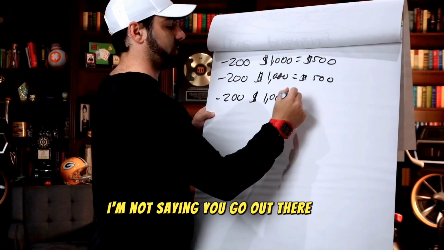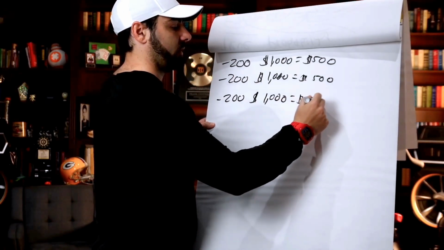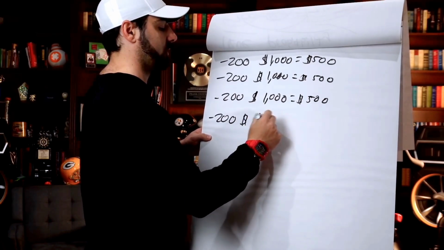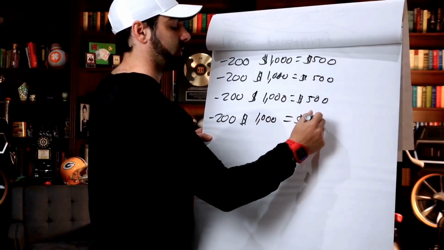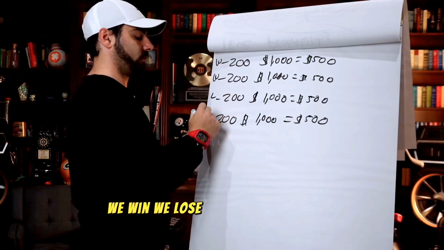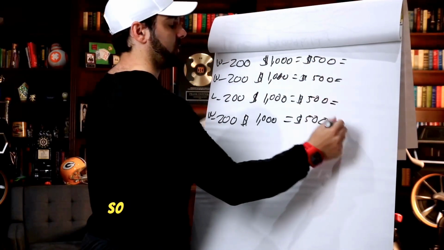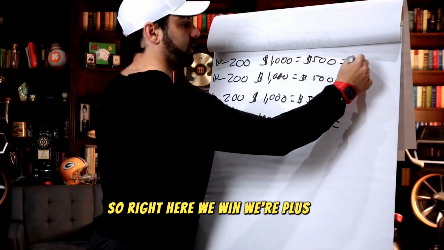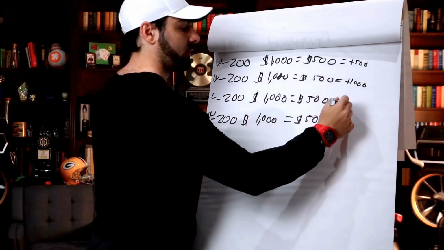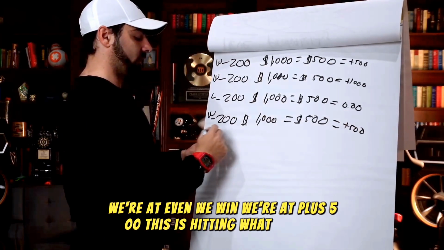Now, of course, I'm not saying you go out there and just strictly stick to minus 200 plays. I'm just going with average odds here, and I'm using this number because it's easy math-wise to write for you guys. So let's say we win, we lose, we win. What happens here? Right here, we win, we're plus 500. We win, we're plus 1,000. We lose, we're at even. We win, we're at plus 500. This is hitting 75% of the time.